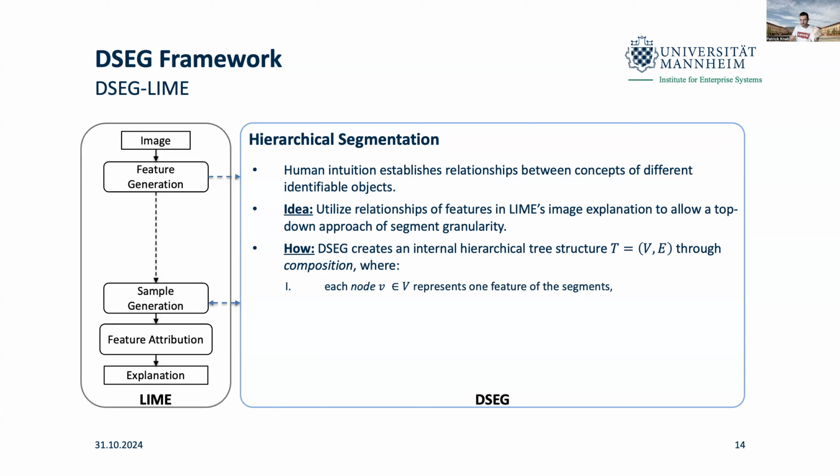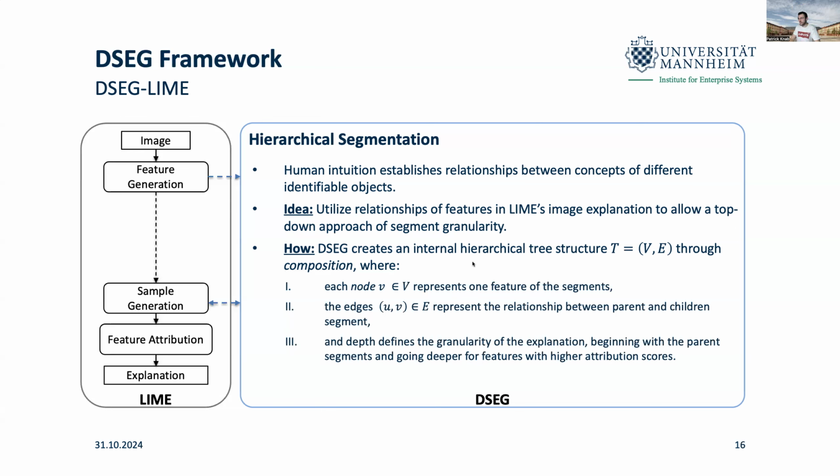So if we have the segments, we also have the nodes in our graph. The edges between those nodes represent the relationship between those parent and children segments. We call a node a parent node if it's the highest segment possible, and all nodes below are called children segments. And how this is going to be constructed is shown in the next slide.